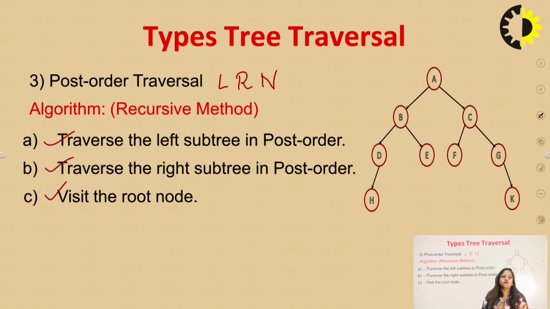So according to the first point, first we complete the left part, all nodes in the left subtree. After that we visit all nodes in the right subtree, and at last we visit the root node. So left is completed, then the right part is completed, and after that we use the root node, in each case of a binary tree.